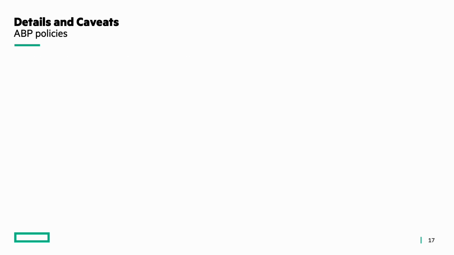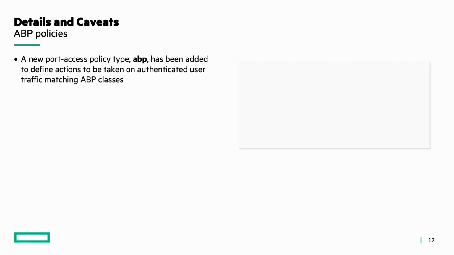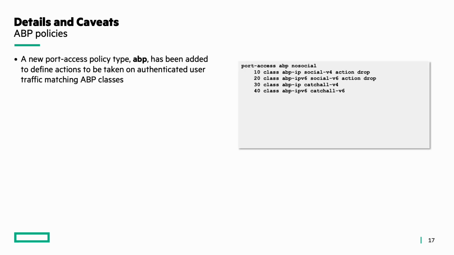The second major component is the app-based policy itself, which is a new port access policy type, ABP, that we've added to define the actions that will be taken on user traffic that matches the class rules that you've defined. The default action for any policy entry in an ABP port access policy is permit, so unless you specify action drop, the class referenced in the policy will be permitted instead.